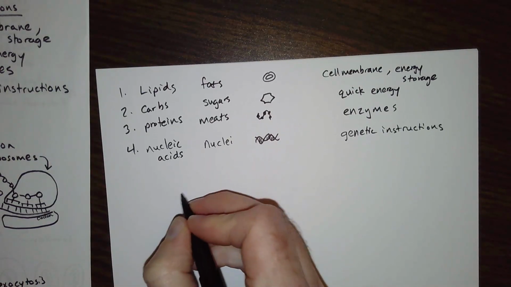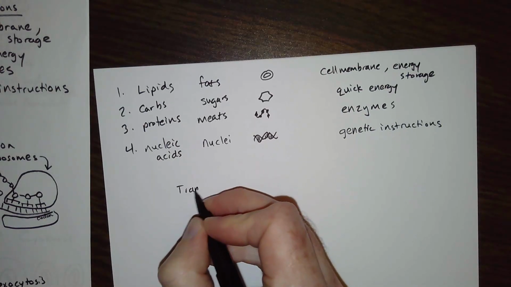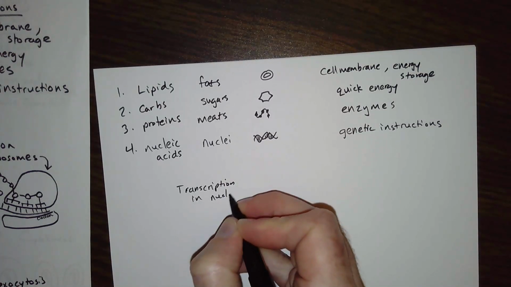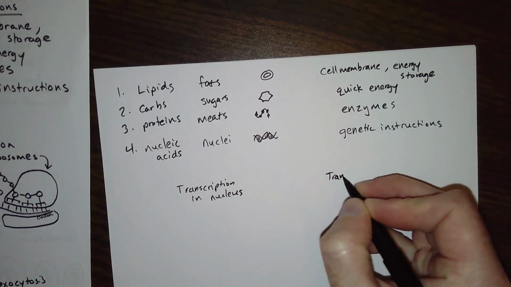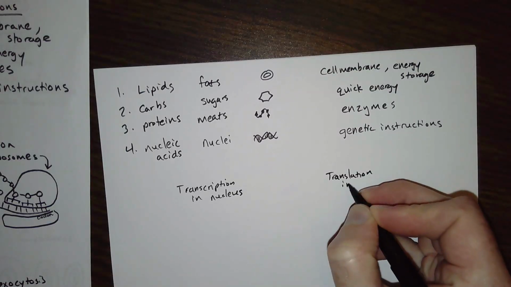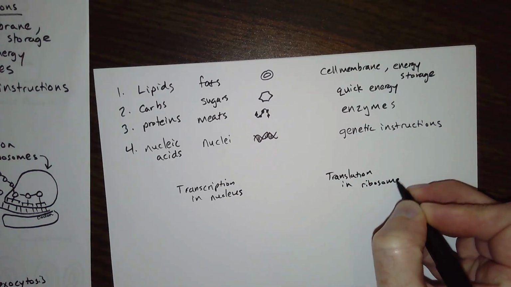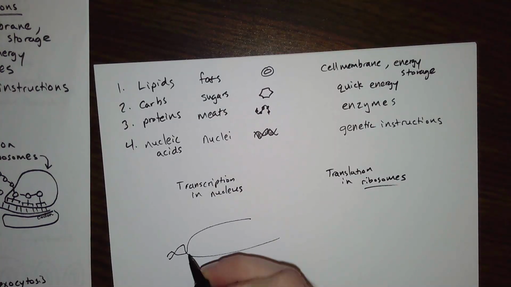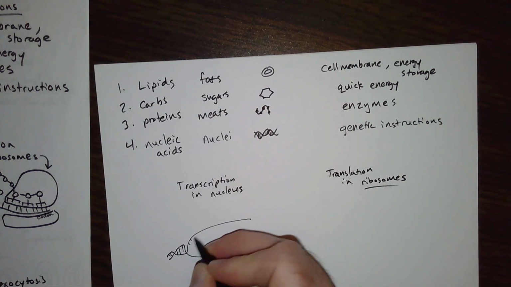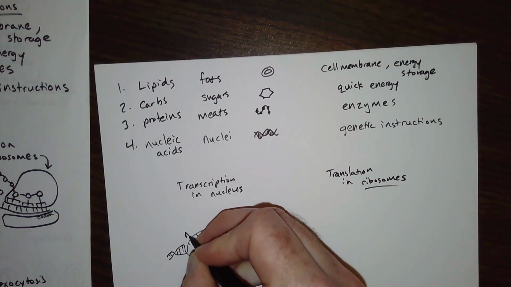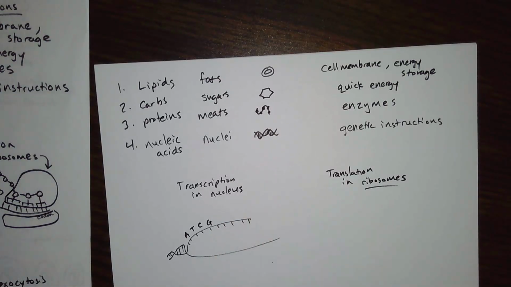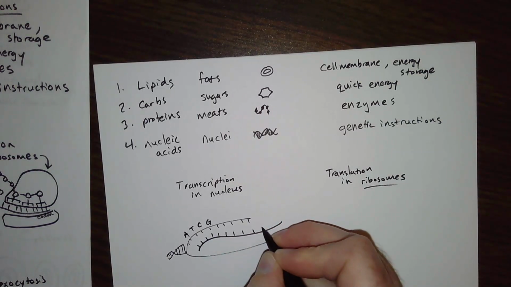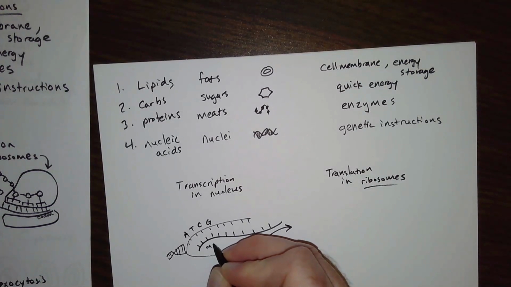Protein synthesis happens in 2 stages. Transcription happens in the nucleus. Translation happens in ribosomes. Ribosomes are important. So we've got our DNA and it's got to open up. And as it opens up, we have these nitrogenous bases, A, T, C, and G. The messenger RNA is going to carry that out of a nuclear pore.